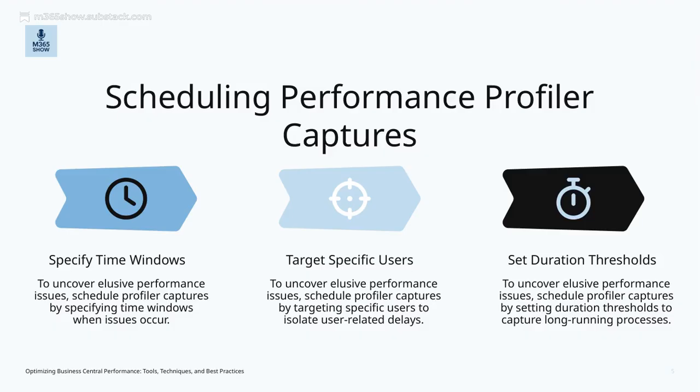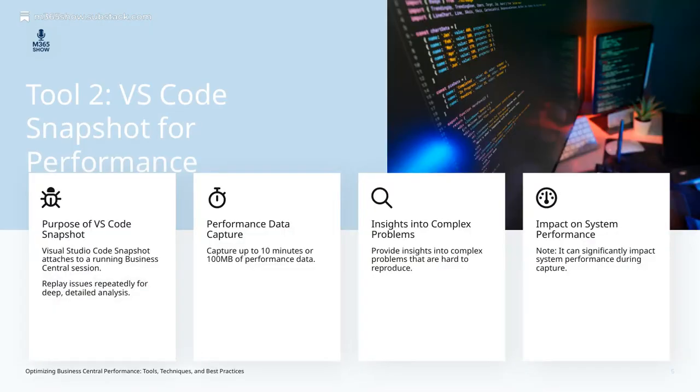They tie back to the overall goal of optimizing Business Central by making our performance analysis more precise and actionable. Now, let's take a closer look at Tool 2, the VS Code Snapshot for Performance. This tool is really powerful when it comes to understanding what's happening behind the scenes in Business Central. One thing to keep in mind is that taking a snapshot can significantly impact system performance while you're capturing it. So, it's important to use it judiciously, especially during busy periods.